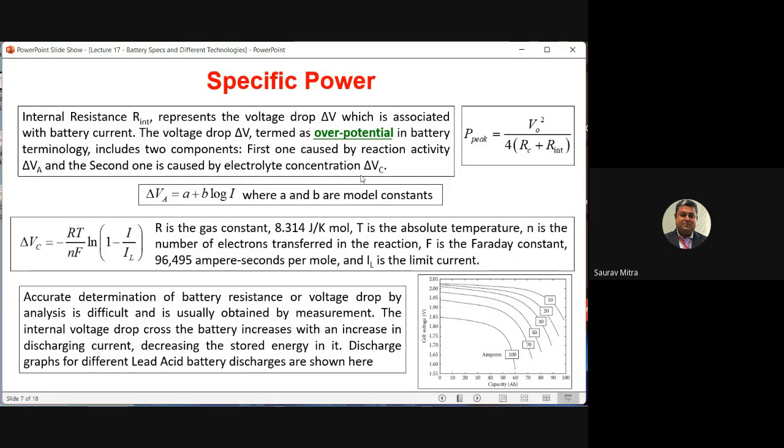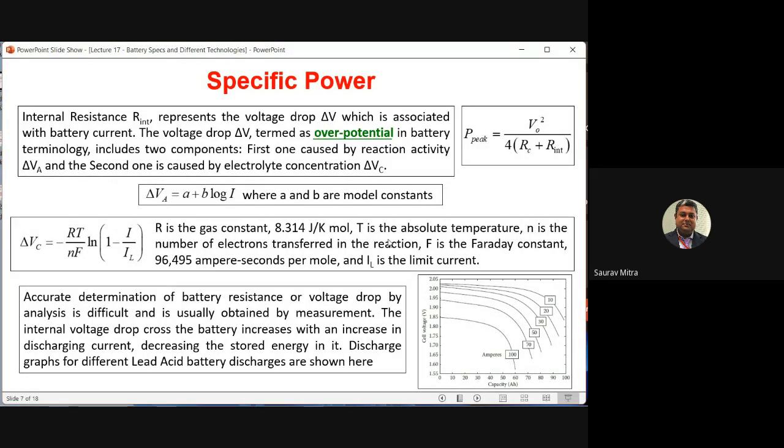So inside the battery there are two voltage drops. One is delta Va, another is delta Vc. Delta VA is given by A plus B log I, where A and B are the model constants. I'm going to show you the model shortly. And what is meant by delta Vc? This is RT by NF, ln 1 minus I by IL.